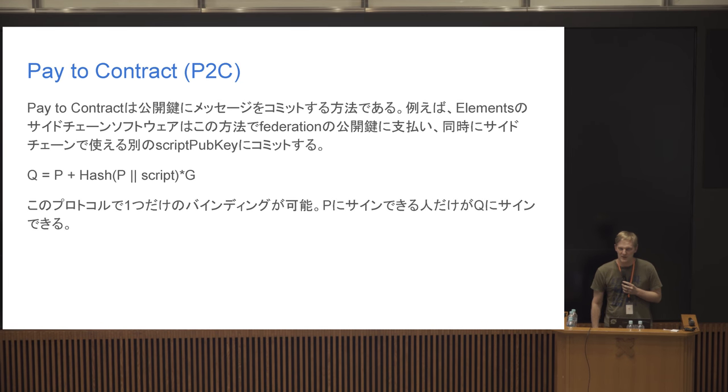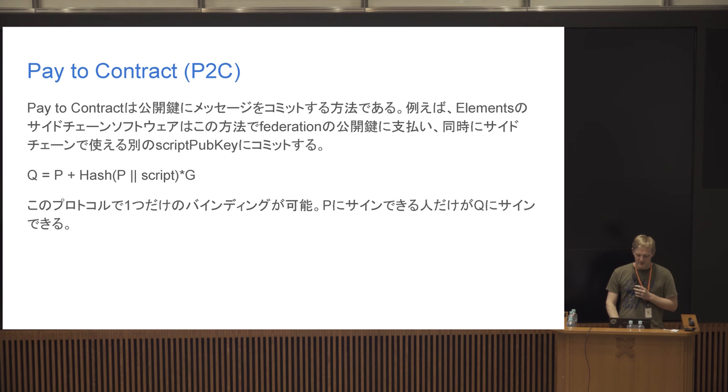So there's this concept called pay to contract, which I'm not sure I'm going to talk about today, so I'll go through it. It's a method of committing to a specific message within a public key. So for example, Q equals P plus the hash of P appended to the script times the generator G. So that's the public generator G for secp256k1.